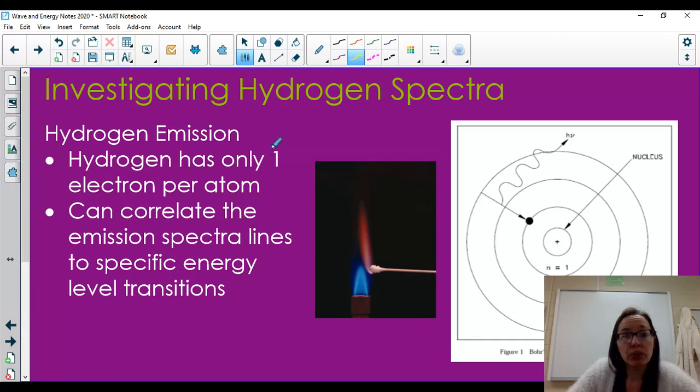And again, because there is only one electron per atom in hydrogen, we have much more ability to tie a specific color and energy level to a specific fall of the electron. So that is one of the things we're going to be comparing as we look at the next slide.